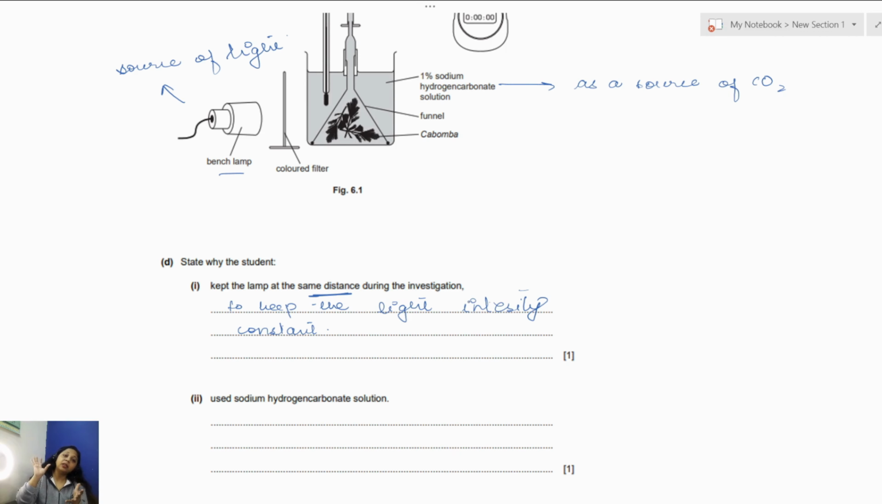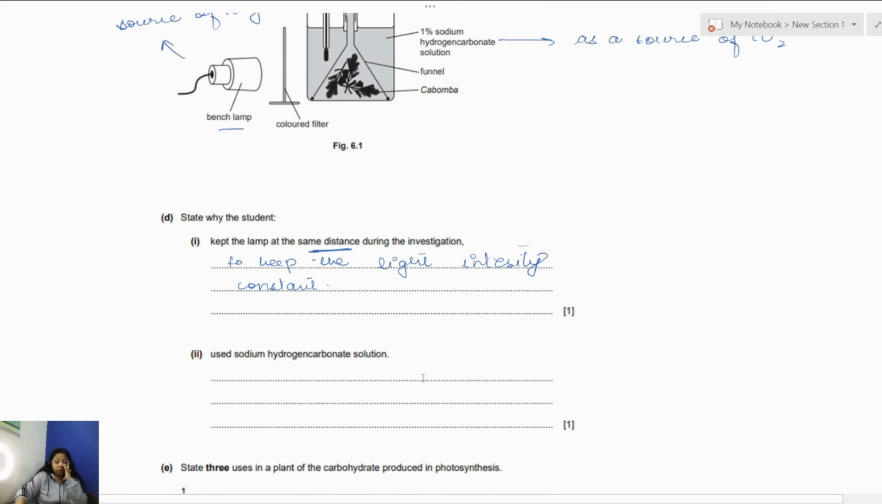Like the light intensity is very high in the afternoon, but very low in the early morning or in the evening. So if we are investigating the type of light, then the other factors should be constant. So our distance should be constant so that the light intensity is constant. We cannot change it. Otherwise, this factor would also become the independent one. We have to keep one factor independent only. There's no need to have multiple independent factors. Okay, the variables.